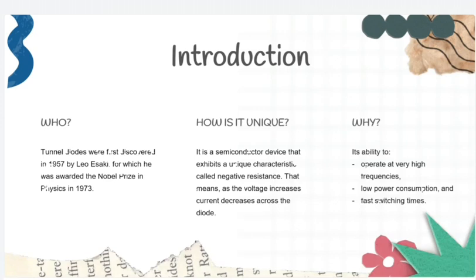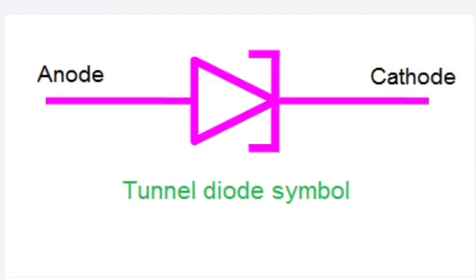Why is tunnel diode preferred? Its ability to operate at very high frequencies, low power consumption, and fast switching times. Symbol of tunnel diode. The circuit symbol of tunnel diode is shown in the figure. In tunnel diode, the p-type semiconductor acts as an anode and the n-type semiconductor acts as a cathode.